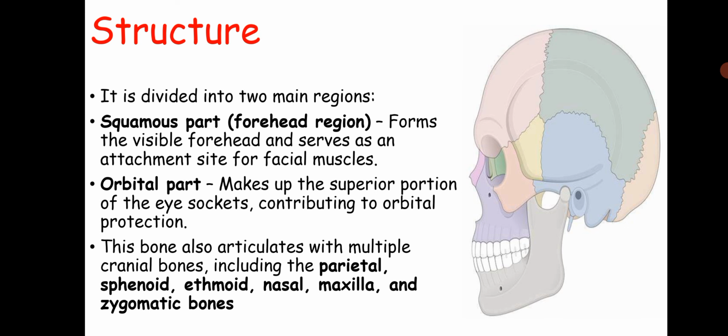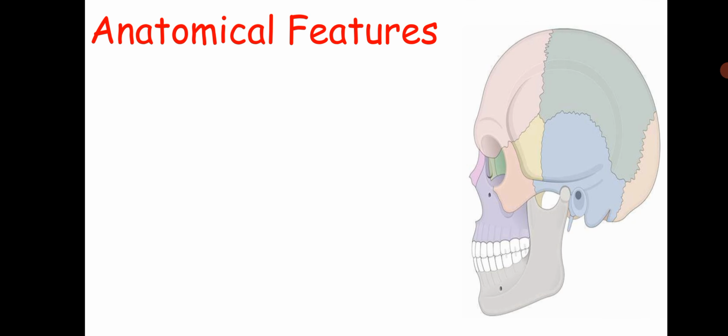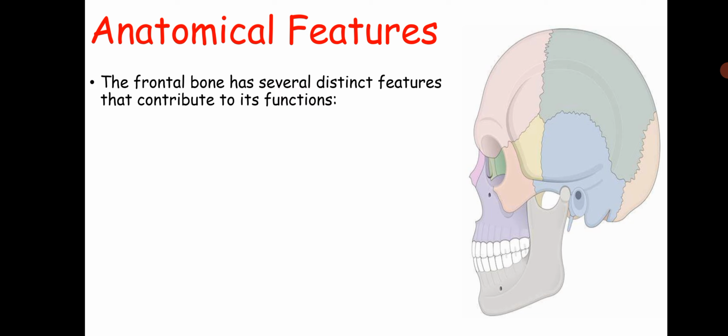This bone also articulates with multiple cranial bones including parietal bone, as you can see in the diagram, sphenoid bone, ethmoid bone, nasal bone, maxilla and zygomatic bone. So these are all the articulations of frontal bones you need to know. Next we will talk about anatomical features of frontal bone.